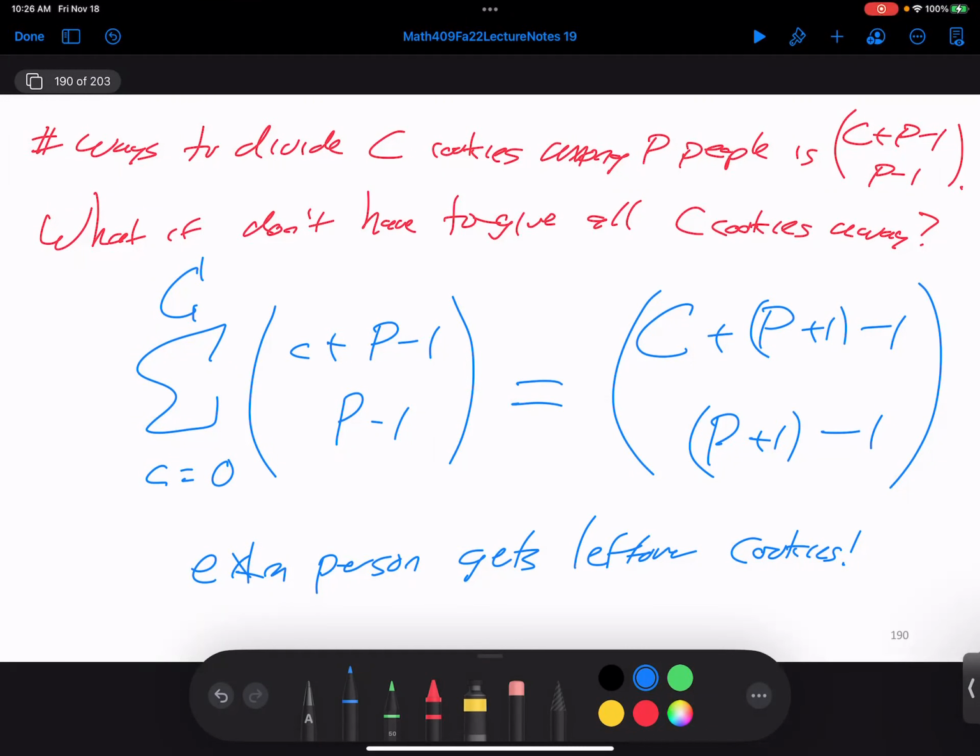But I love this problem. This is one of my favorite problems of all time because it shows you the power of looking at things the right way. If you try to handle this as a binomial sum, it's hell. But if you view it as, I just have an extra person who takes the leftover cookies, it's not so bad.